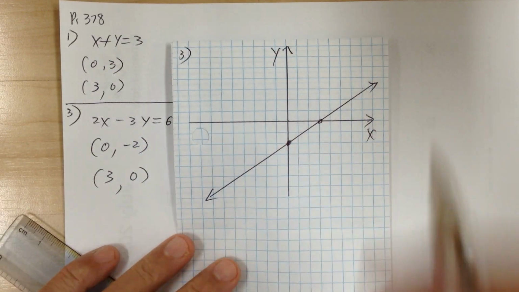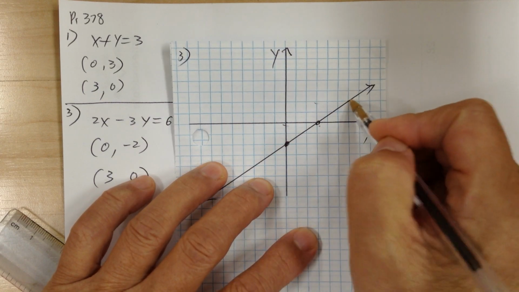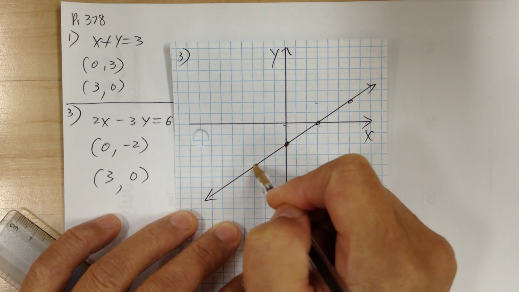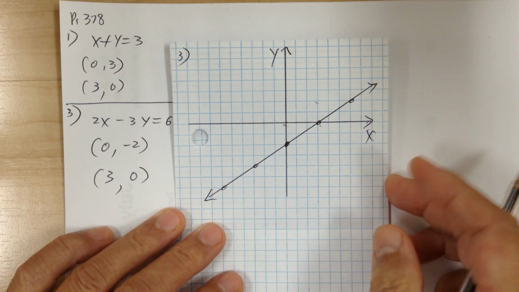And if you want to get more points, what you can do is see the pattern. You go up 2 over 3. So you can go up 2, over 3, up 2, over 3, if you want to get more points.